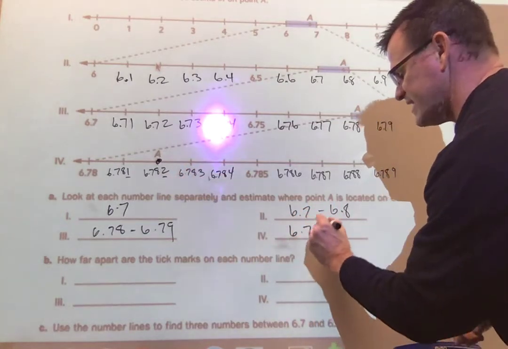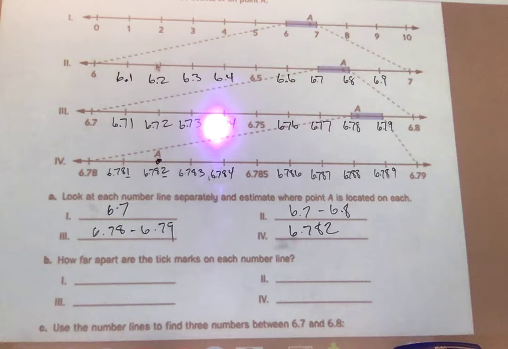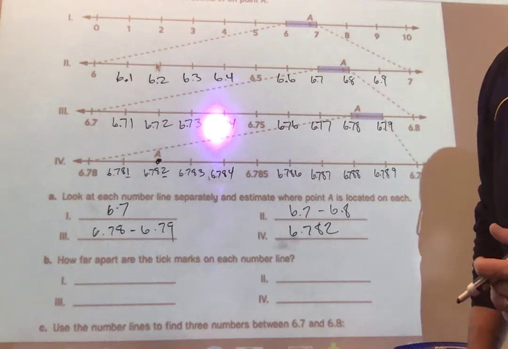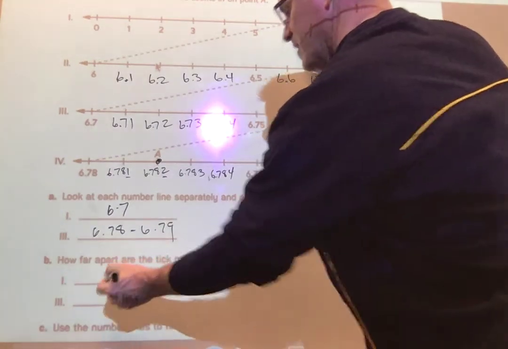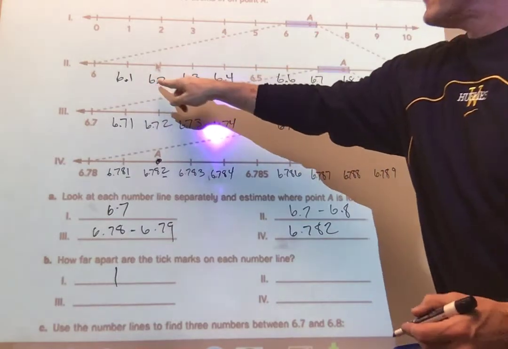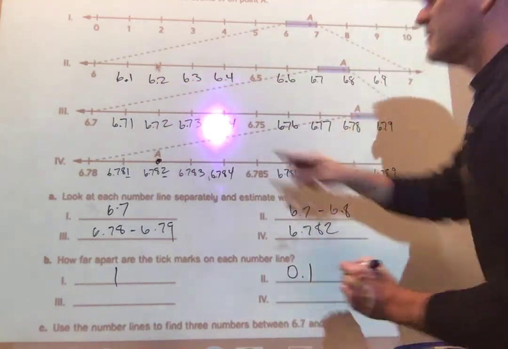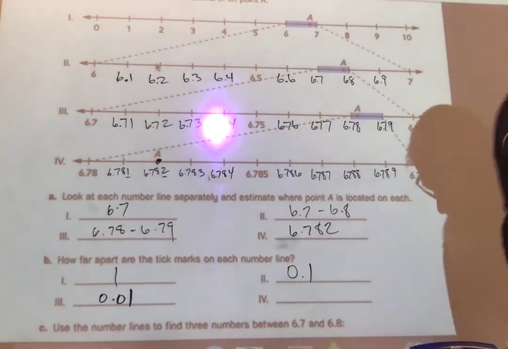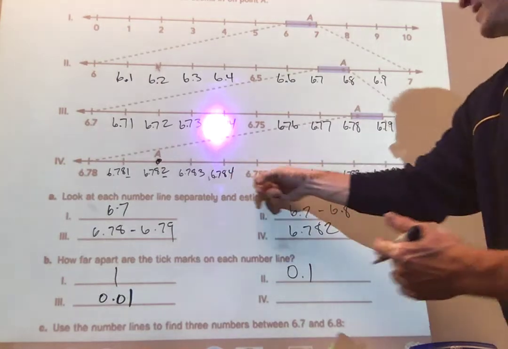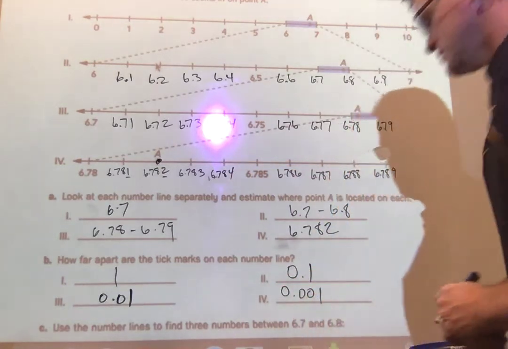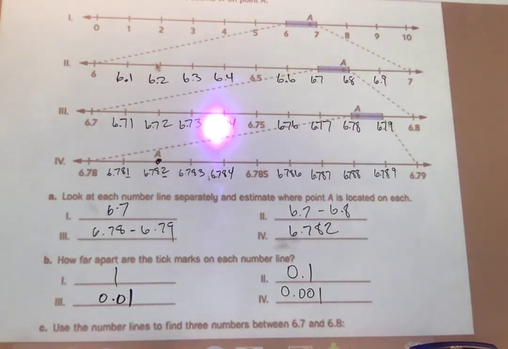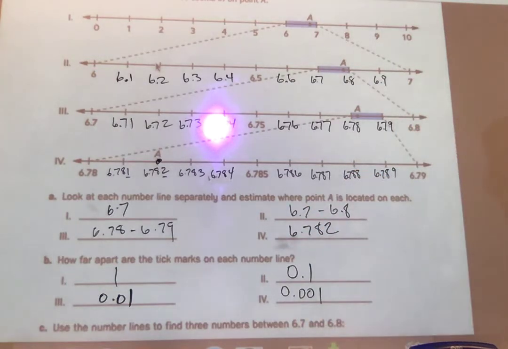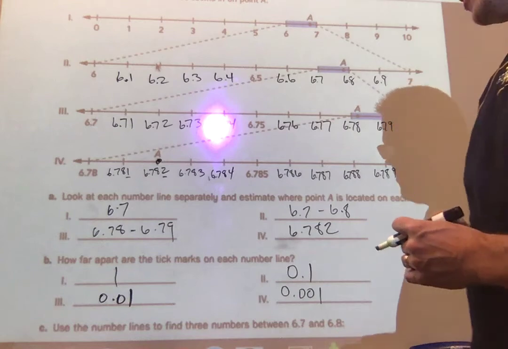It's 6.782. So on each number line, how far apart are the ticks? We have to look at each number line individually. On the first number line, the ticks are 1 apart. Now I know I'm going by tenths. Every tick is 1/10 apart. And here I'm going by hundredths, so they're 1/100th apart. And on the last one, they're 1/1000th apart. And every time I get smaller, 10 times smaller on those ticks that I'm jumping up. So if I've zoomed in, these are very small differences. Thousandths are very, very small. They look a little bigger because I've zoomed in to make it bigger, but they're very, very small pieces.